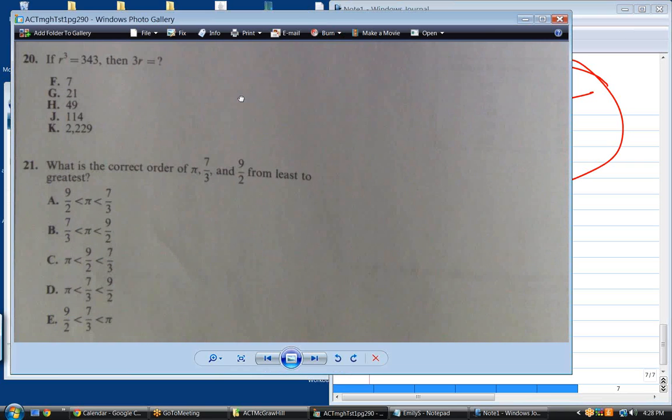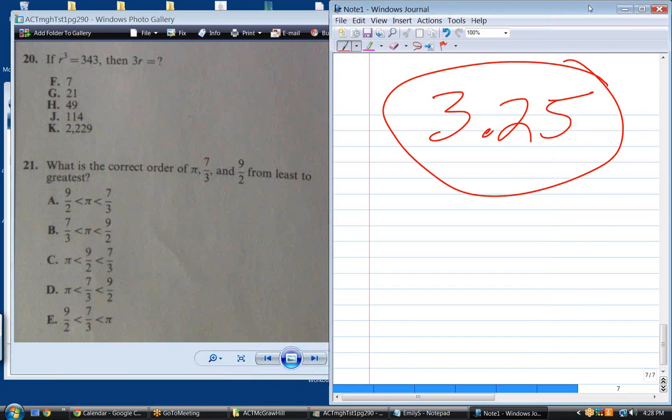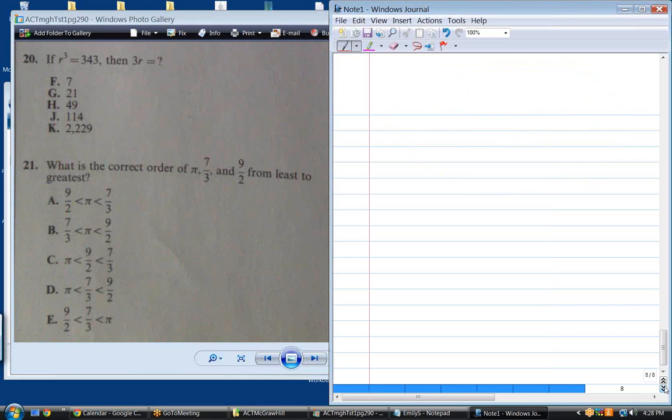Let's do a short one. Unfortunately, I have a 4:30 that I don't want to be late to. All right, then we'll make it quick. Let's do number 20, and then we'll make sure we go back and pick up 19 first next week. If r cubed is equal to 343, how do I get r?